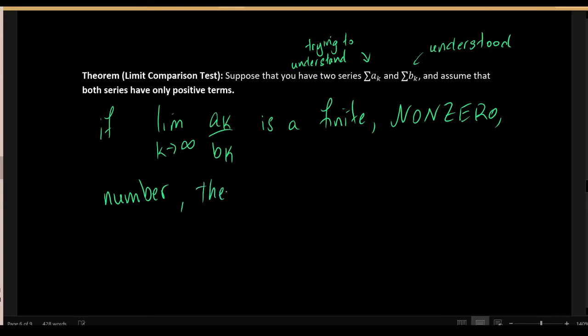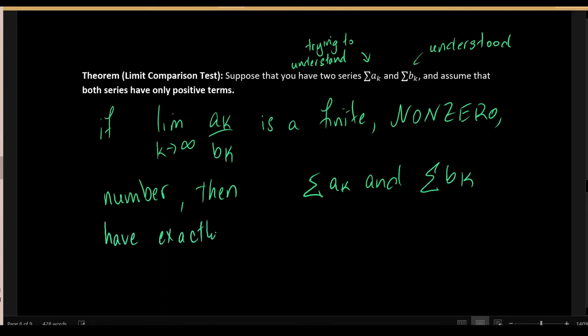then the two series, the one that you're trying to understand and the one that you already understand, have exactly the same behavior. Either both series diverge or both converge.